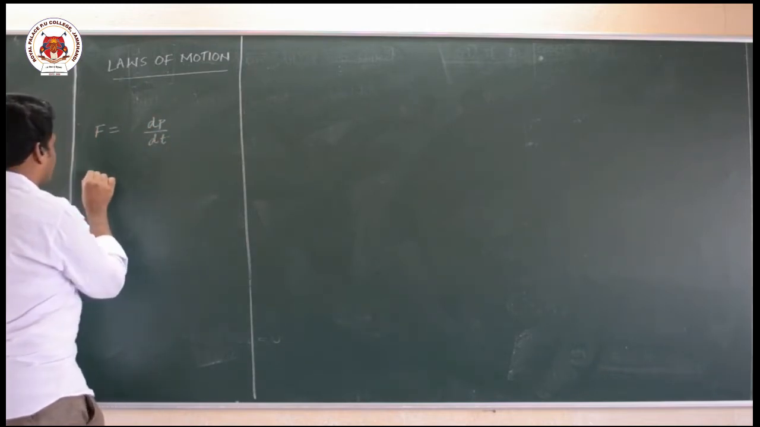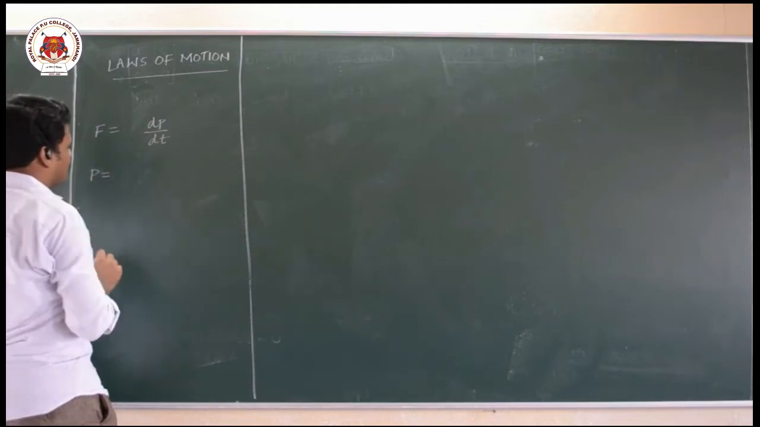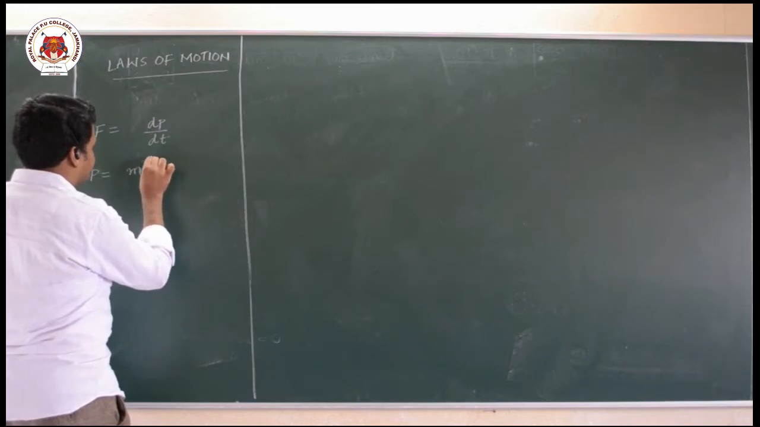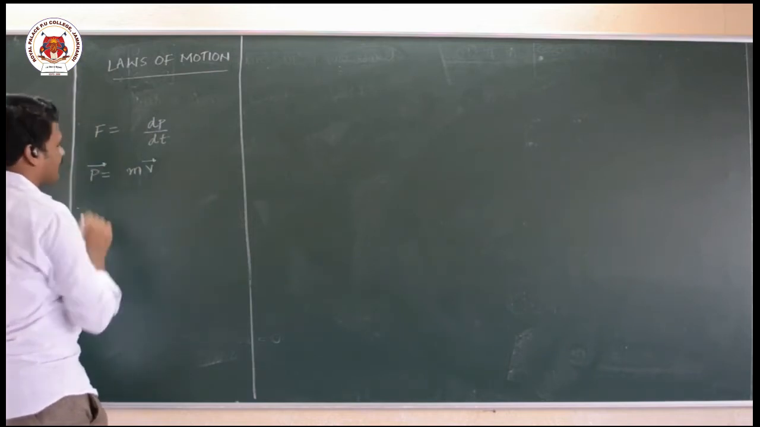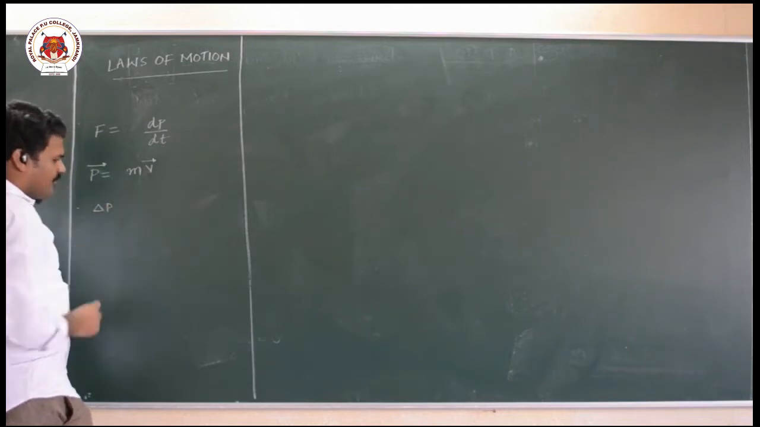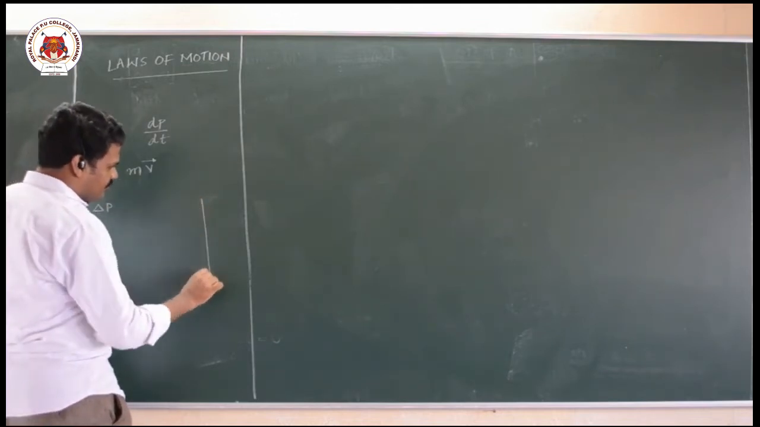Now you should know what momentum is. Momentum is a physical quantity which is the product of mass and velocity. It is a vector quantity. Now, how to find change in momentum? For that we will take one example.